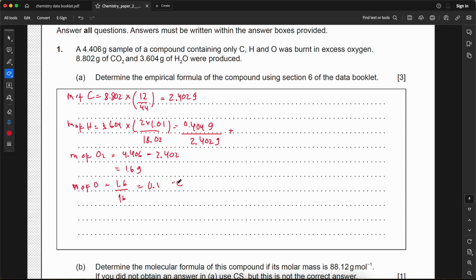So for C, mole of C would be 2.402 divided by 12, the relative atomic mass of carbon. That would be 0.2. And for hydrogen, that would be 0.404 divided by 1.01. You get 0.4. So this is 1, this is 2, this is 4. So the empirical formula will be C2H4O.